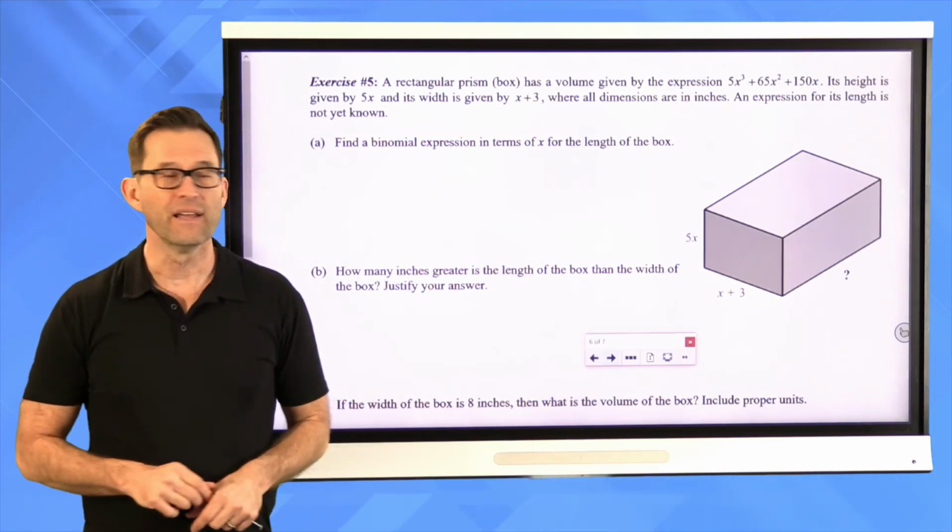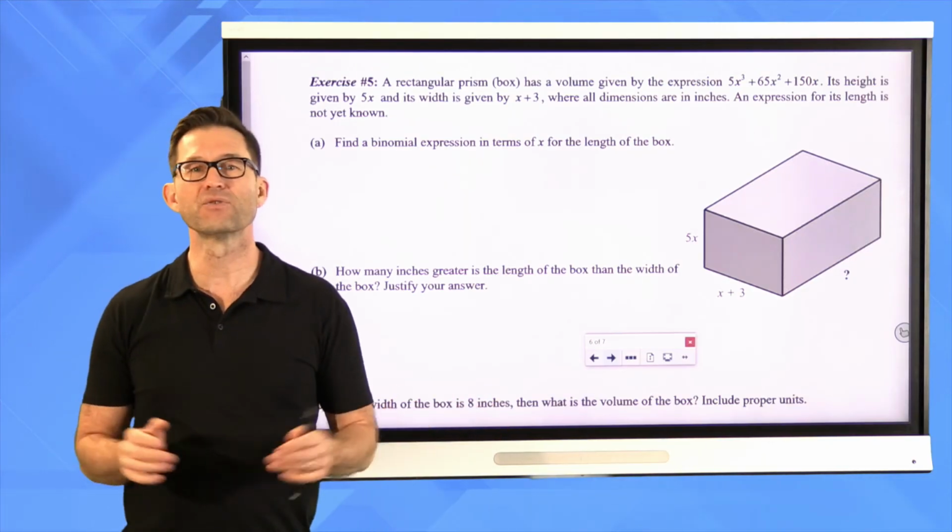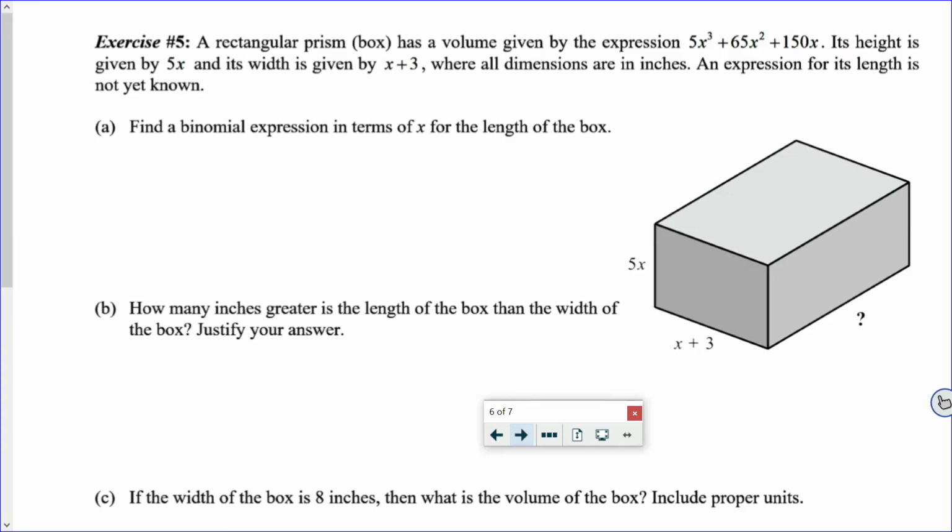Okay, let's take a look at one final problem. Exercise number 5. A rectangular prism, i.e. a box, has a volume given by the expression 5x cubed plus 65x squared plus 150x. Its height is given by 5x, and its width is given by x plus 3, where all dimensions are in inches. An expression for its length is not yet known. Find a binomial expression in terms of x for the length of the box.